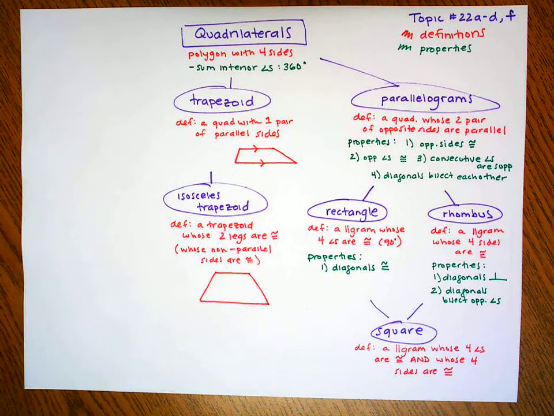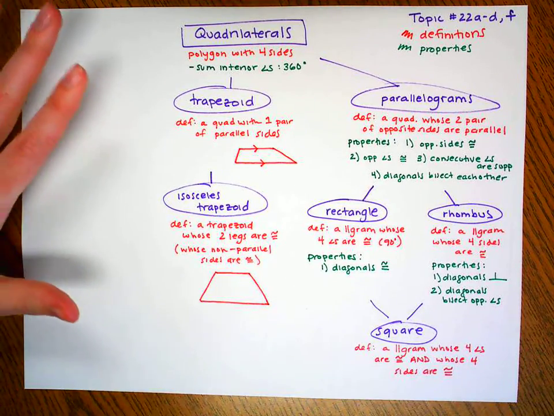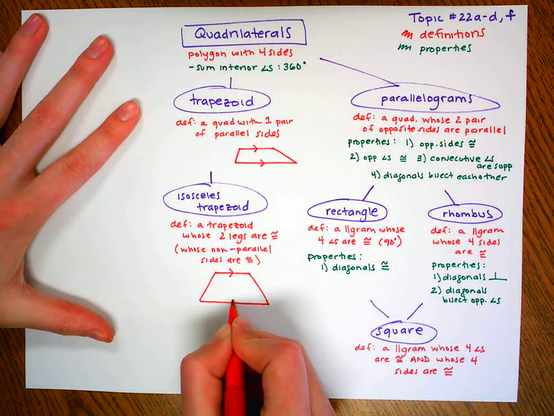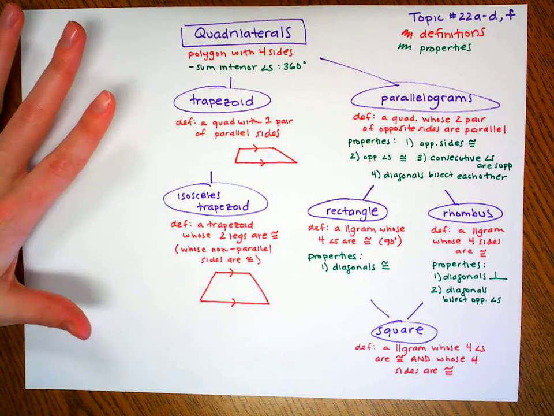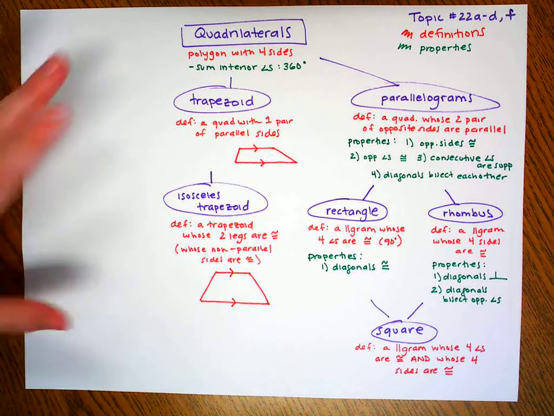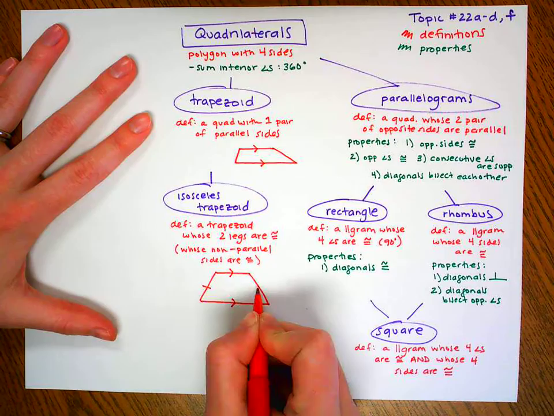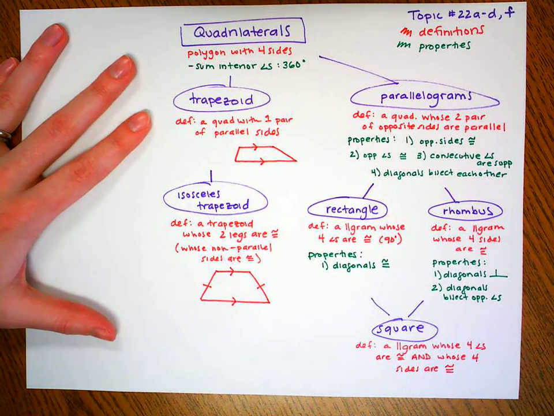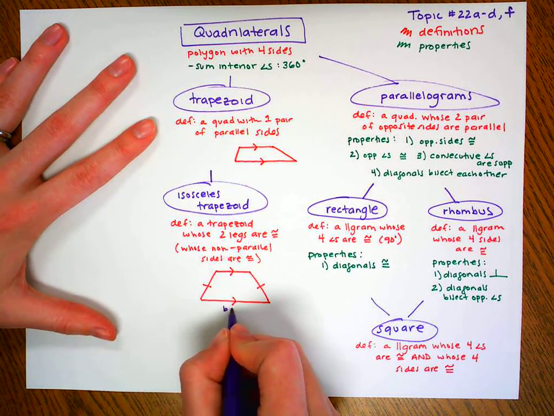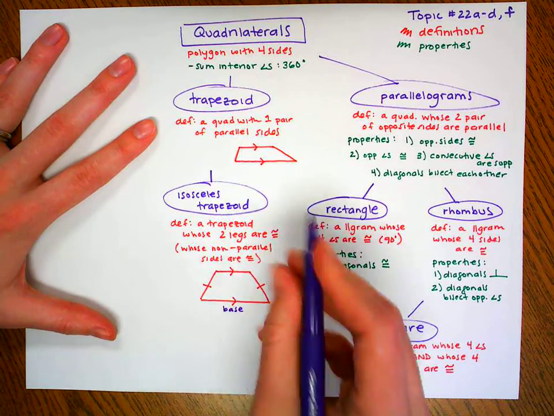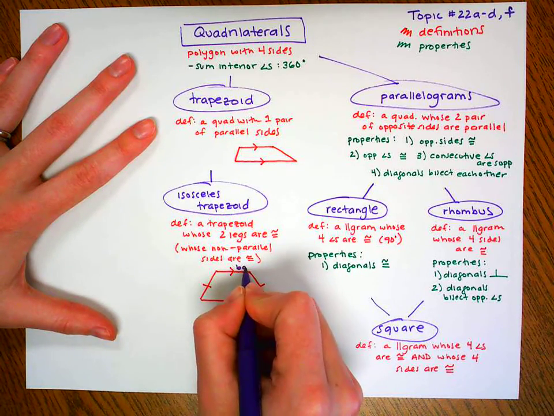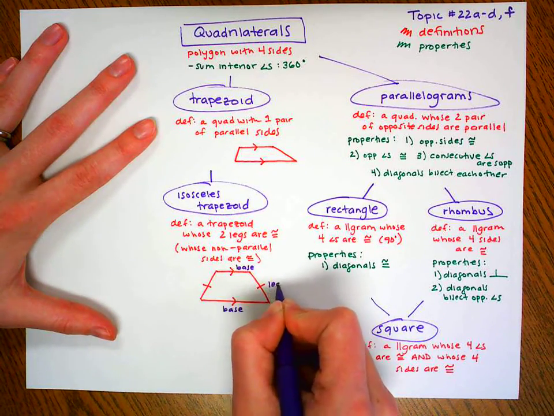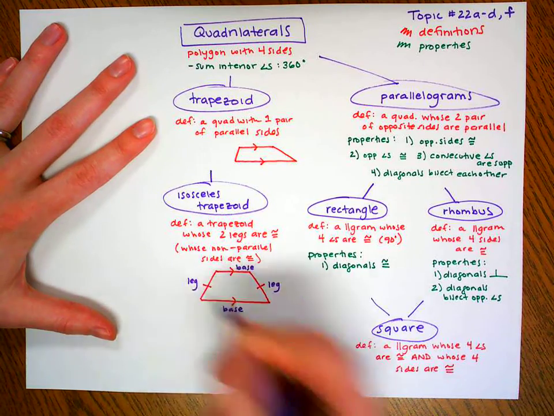Okay. There's my isosceles trapezoid. We already know because it's a trapezoid that these two sides are going to be parallel. Because it's an isosceles trapezoid, we also know that these two sides are going to be congruent. So far, this is a base. This thing up here is also called a base. And these two sides here are called our legs.